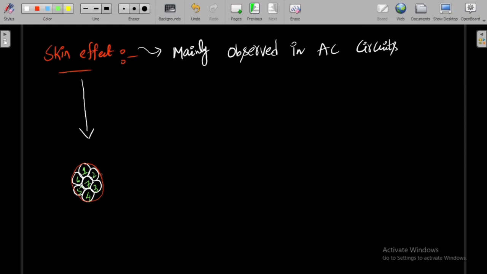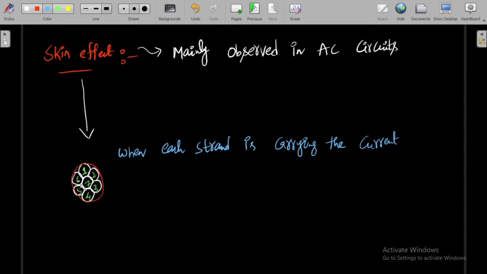Now whenever there is a flow of current through these strands, each and every strand will carry the same current. What happens when each strand is carrying some current? It will create some magnetic flux.